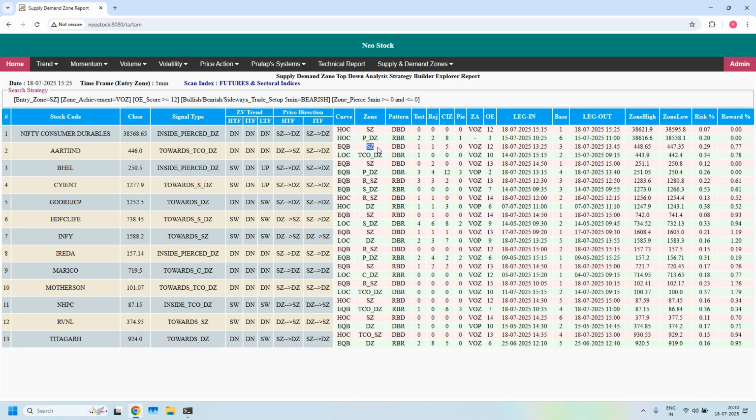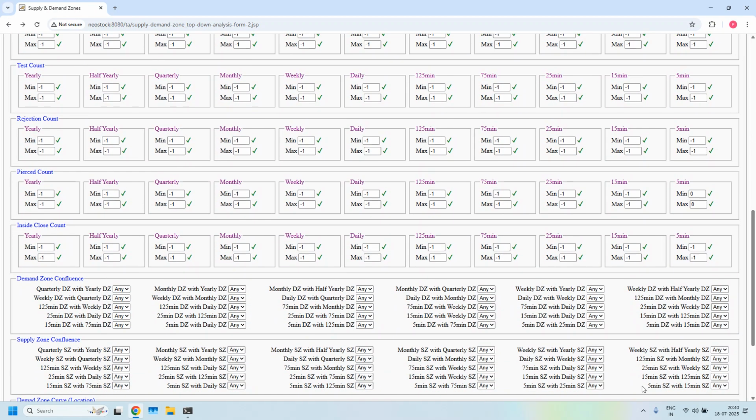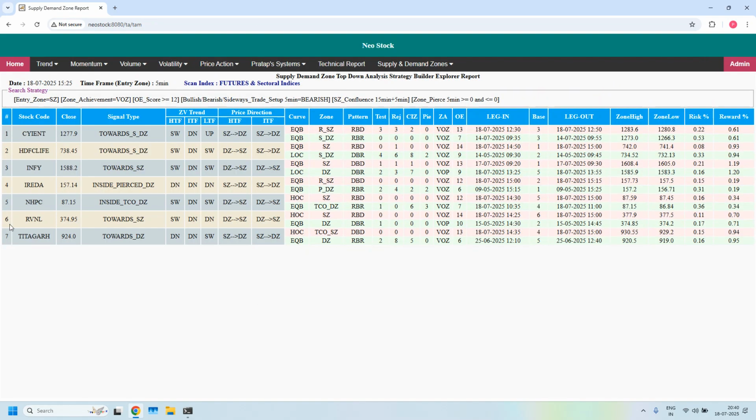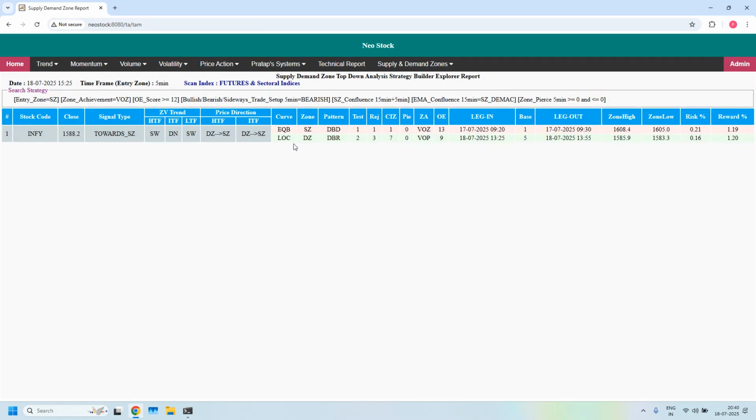All these entry time frame zones are 5 minute supply zones. Out of 13, let us verify 5 minutes and 15 minutes supply zone confluence supported stocks. Out of 13, we got 7 stocks. In all these 7, 5 minute supply zones overlapped with 15 minute supply zone, and 15 minutes trend is downtrend. Let's further filter with EMA confluence at 15 minutes time frame, checking 15 minute supply zone with daily EMA. One stock is filtered. That way this 15 minute supply zone might have better high probability to succeed.